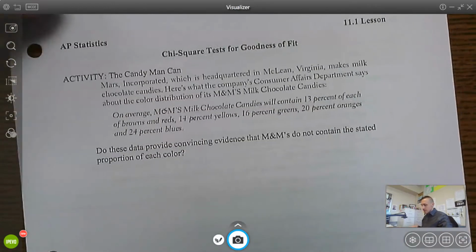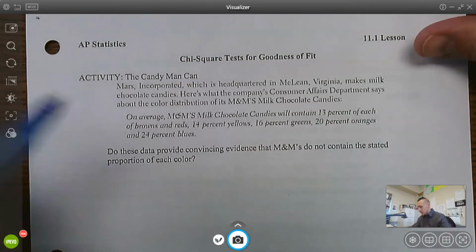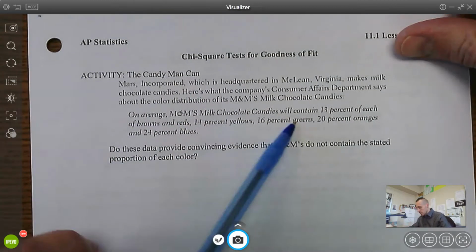Good day, AP Stats. I'm going to cover in this video the first part of lesson 11.1, which deals with chi-squared distributions. Those of you who've taken AP Biology, this will be some review for you. So we're going to take a look at M&Ms and the distribution of colors in M&Ms. And this is according to the M&M makers, Mars Incorporated.